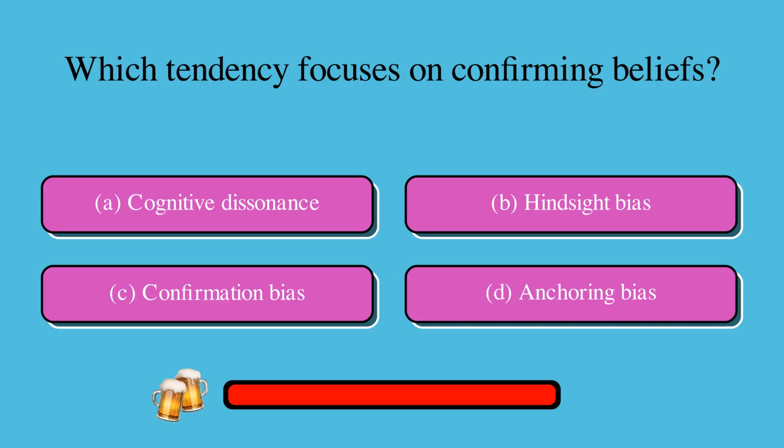Which tendency focuses on confirming beliefs? Is it A, cognitive dissonance, B, hindsight bias, C, confirmation bias, or D, anchoring bias? The correct answer is C, confirmation bias.